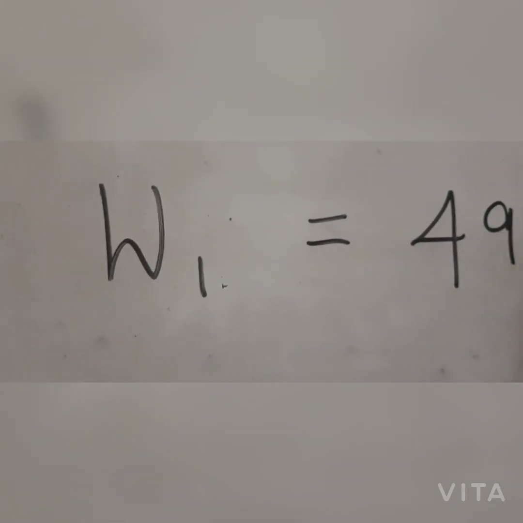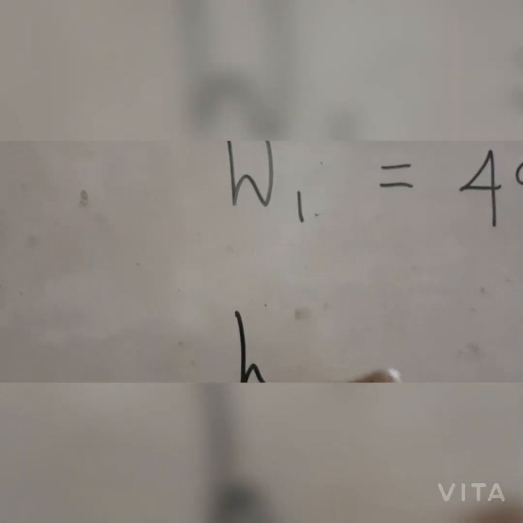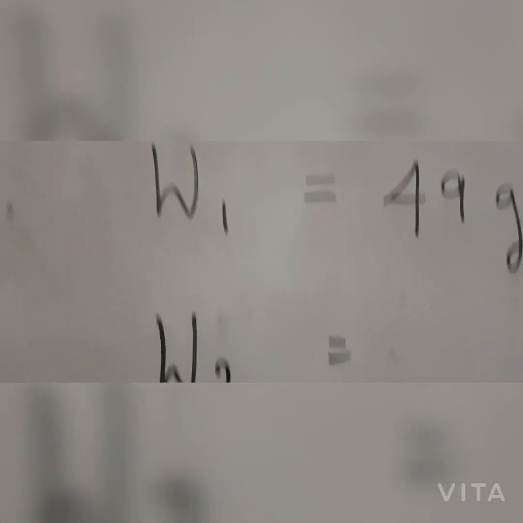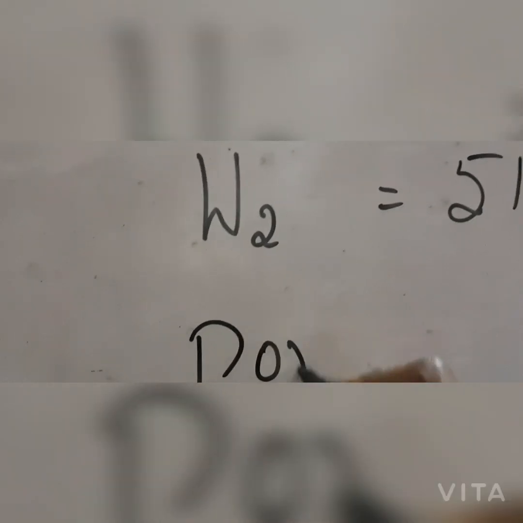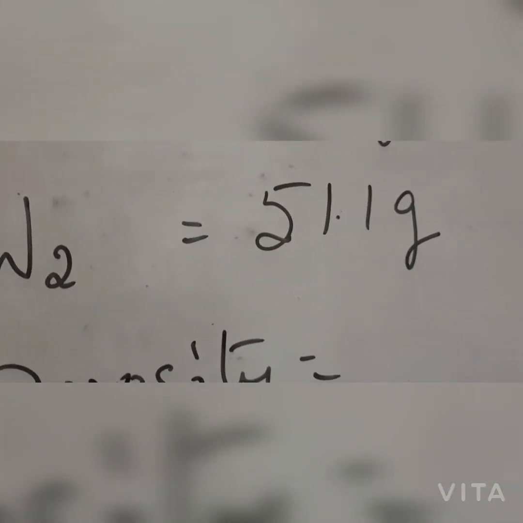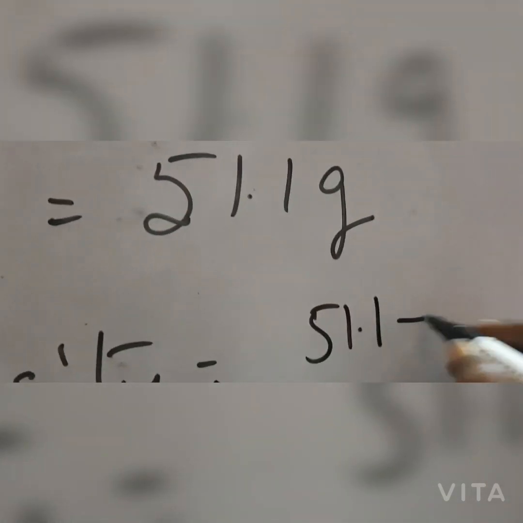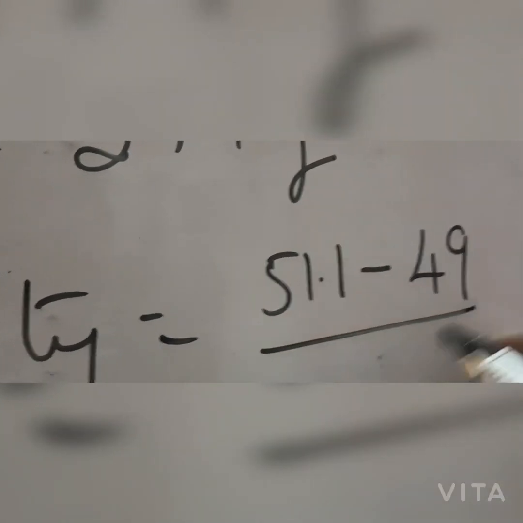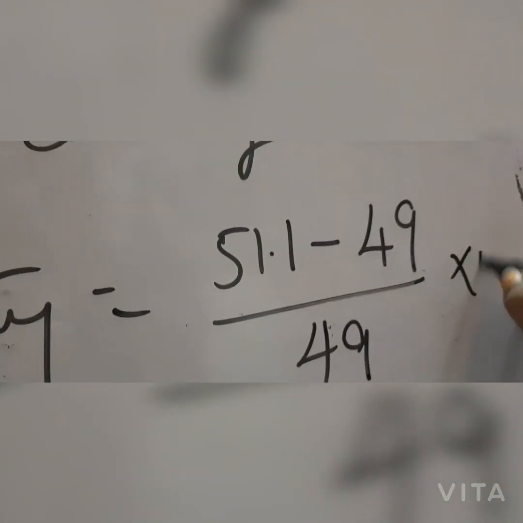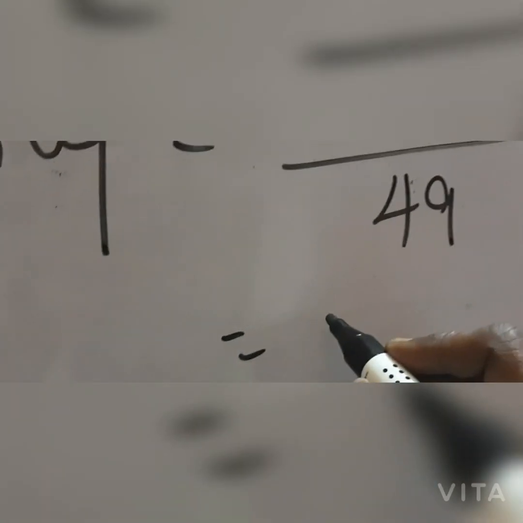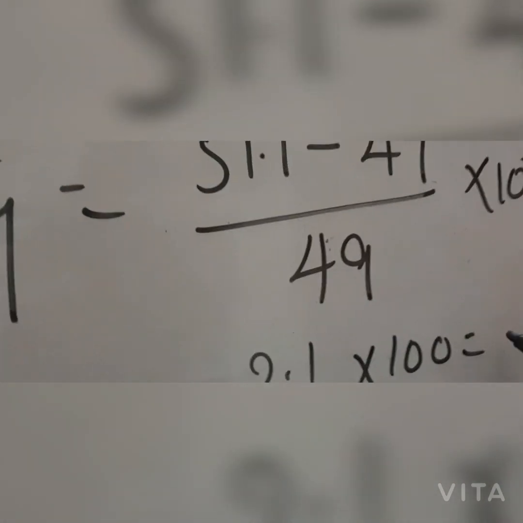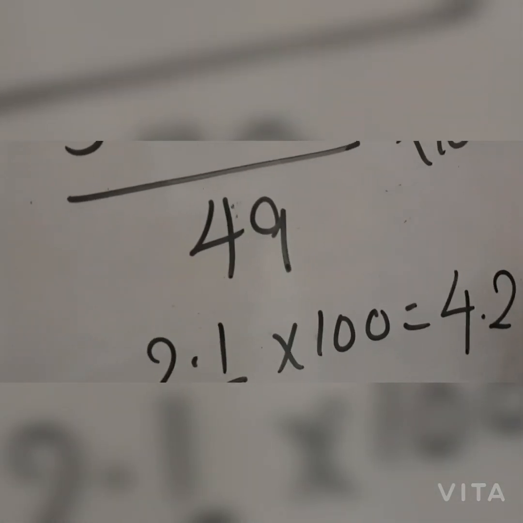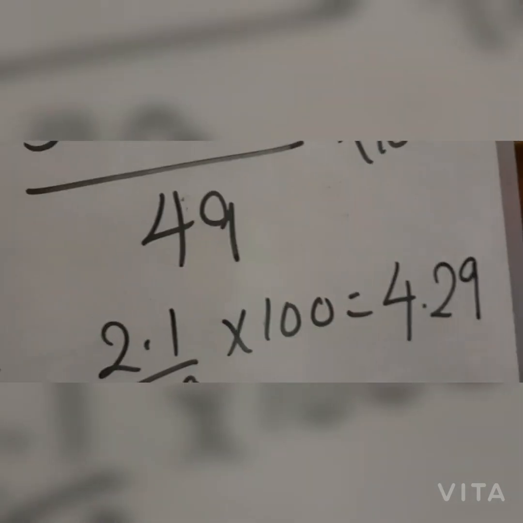Weight of dry sample W1, we got it as 49 grams. Weight of wet sample, we got it as 51.1 grams. Okay, then porosity is equal to W2, that is 51.1, minus W1, 49, the whole divided by 49 times 100. That is 2.1 divided by 49 times 100, which is equal to 4.285. So I can write it as 4.29%.